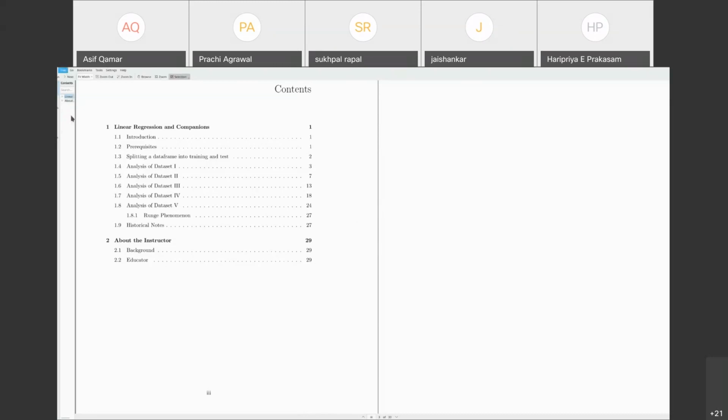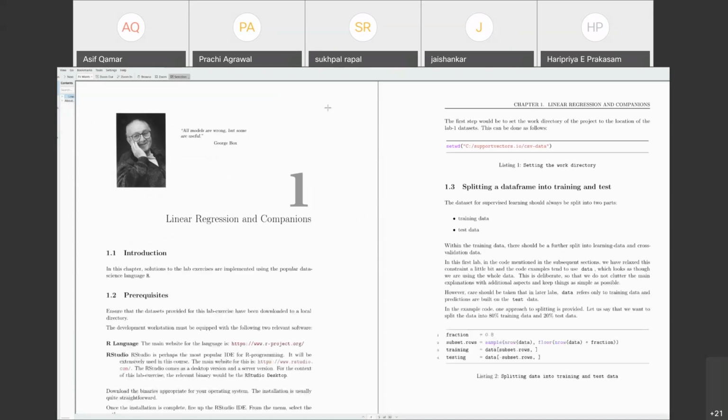And is this clear enough, guys? Or is it too small on your screen? Is it looking clear enough? Yes, it is clear. Okay, yeah.